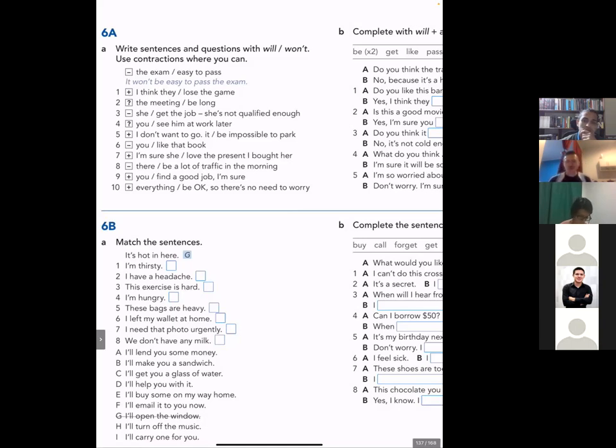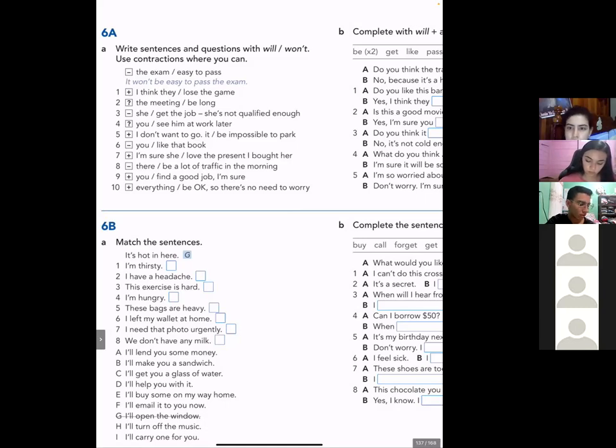The following, number 3. Kenny, can you do number 3? Yeah. She won't get the job. She's not qualified enough. That is perfect. She won't get the job. She's not qualified enough. That is perfect, Kenny. Thank you.